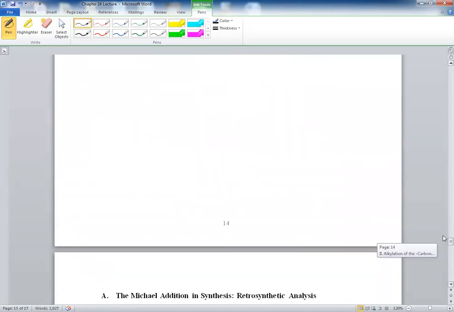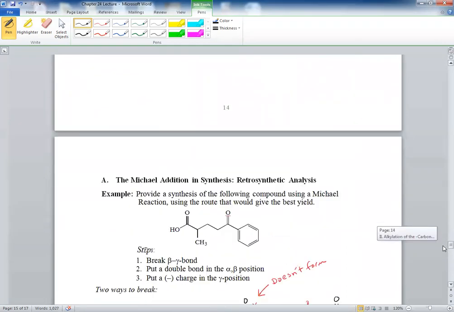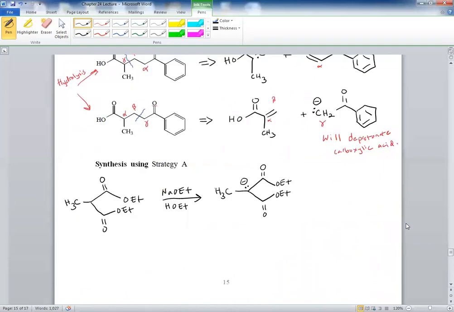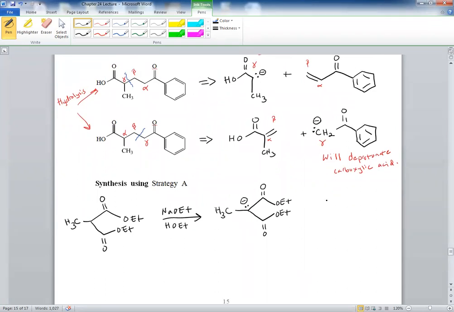Okay. And now what we can do is use this as a stabilized enolate. Once again, go back and look here. You can see that this is what we're looking for, a stabilized enolate, and it's basically this one with a CH3 attached to it. So we will use that with this right here.